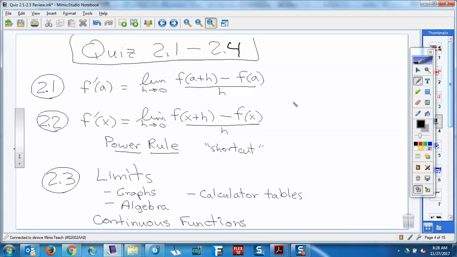In 2.2, then, instead of f prime of A, we did f prime of x. So what that allowed us to do is then just get a formula. So that's when we learned that the derivative of x squared was 2x, or the derivative of x cubed was 3x squared. And that was the power rule, right? That was our nice shortcut.